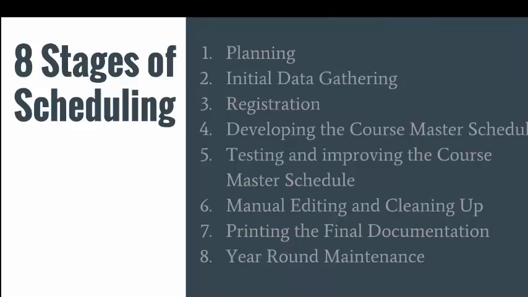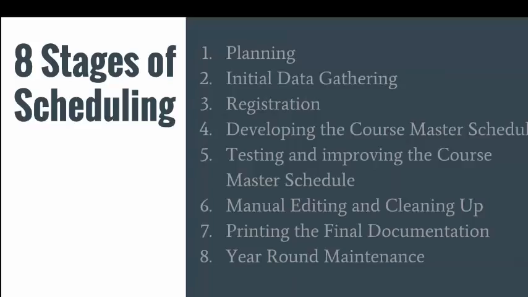So again, as an overview of the 8 stages of scheduling, we have planning. You really want to make sure you dedicate some time before you get started on planning out what it is you're going to be doing. You want to do the initial data gathering, including what courses you're going to be having, the rooms, teacher information. Registration, are you going to be having students register with online course registration, or are you going to be manually entering in the courses for students? Developing the course master schedule using one of or multiple schedulers that we have available to you, including the automated schedule builder, the partial scheduler, and the student schedule editor.